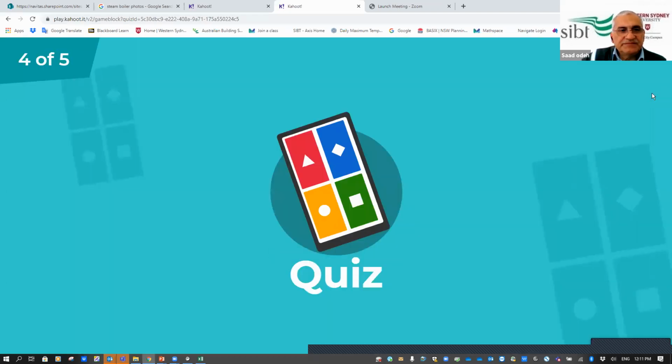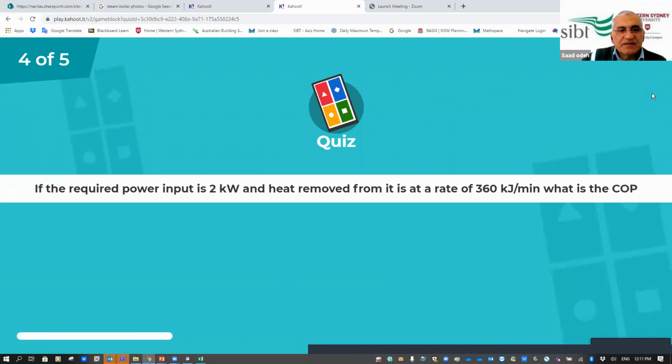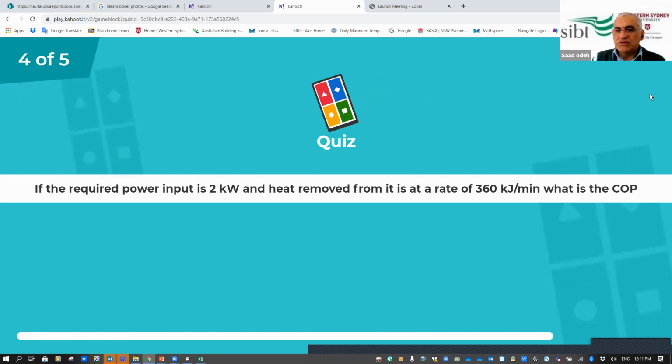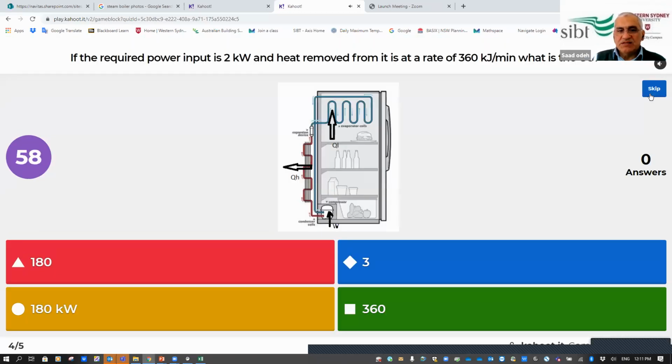Number 4. If the required power input is 2 kilowatts and heat removed is already given, what's the COP? So remember, COP is QL. We said output divided by input. Make sure that you convert the units.